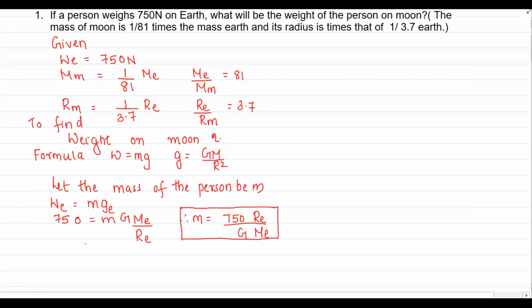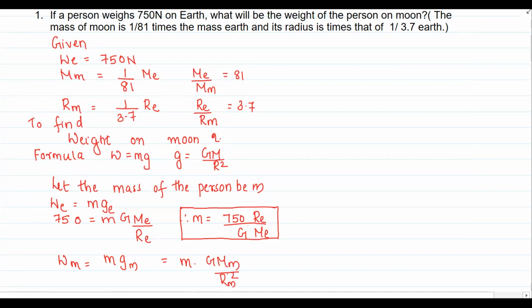Now we want to calculate the weight of the person on Moon. So the formula will come, Wm is equal to m g m. On substituting the values, we will get m into GMm upon Rm square will come.